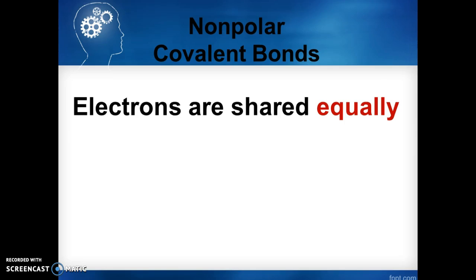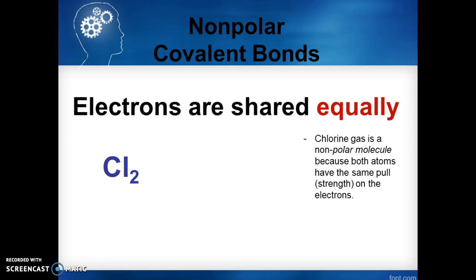So this is where the electrons are shared equally. This is clearly going to happen when you have the same atom sharing electrons, because their nucleus is just as strong. So nobody can pull stronger or closer those electrons to one nucleus versus the other. So chlorine gas is a nonpolar molecule because both atoms have the same pull or strength on the electrons that they're sharing. Doesn't matter how you look at it, they're equal strength.